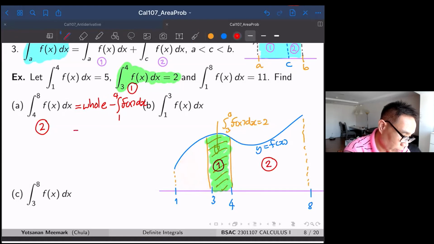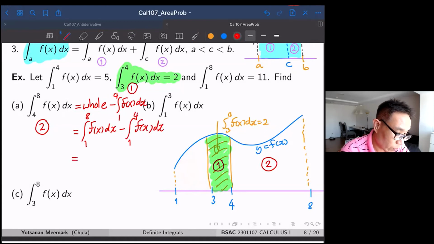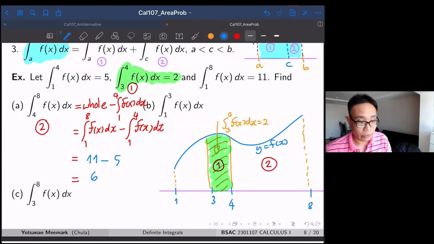So in this case, it's gonna be integral from 1 to 8 of f(x) dx, subtract by integral from 1 to 4 of f(x) dx. So this guy turned out to be 11, subtract by the area from 1 to 4 is going to be 5. Okay, so it's gonna turn out to be equal to 6. Okay, so the total area turned out to be equal to 6.